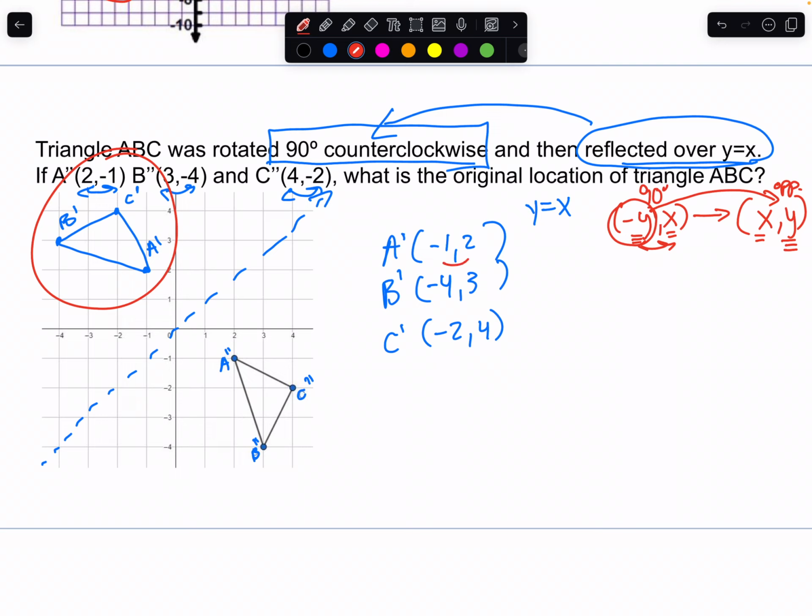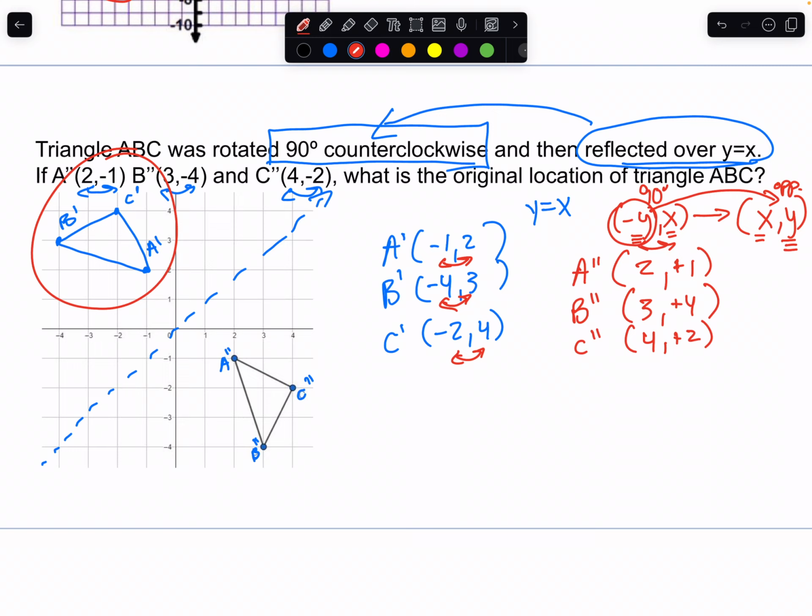So I take my points and I'm going to switch them first. A double prime becomes 2, -1, and I'm doing the opposite of y, which makes that a +1. For B double prime, I switch the values. I get 3, -4, and then I do the opposite of y. Same thing for C double prime. I switch the values, 4, -2, and then I make the opposite of that.